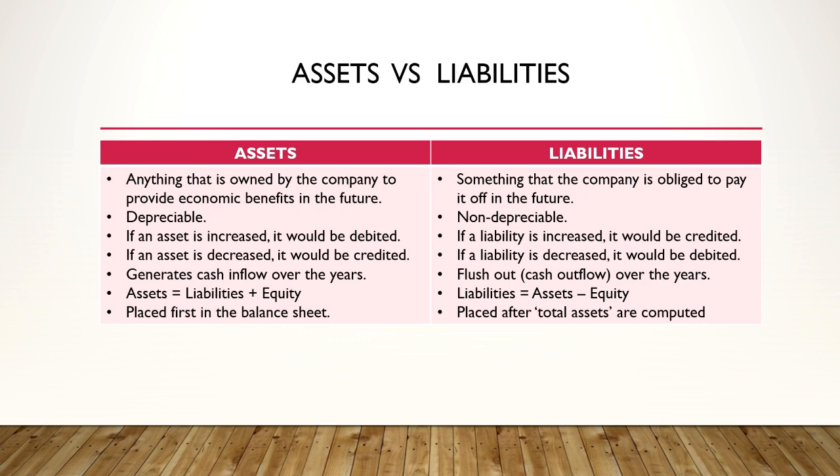Liabilities are something that the company is obliged to pay off in the future. It is non-depreciable. If a liability is increased, it will be credited. If it is decreased, it will be debited. It is flushed out over the years. It is placed after total assets are computed.